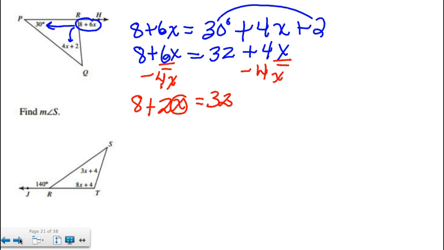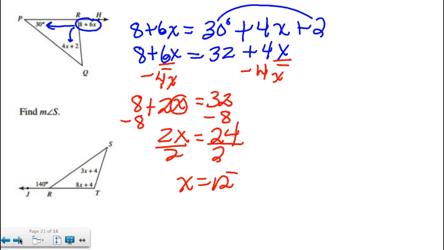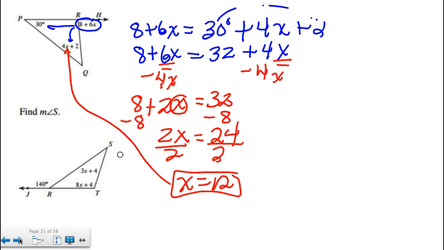I'm going to isolate x by doing opposite operations. I'm going to subtract 8. I'm going to get 2x is equal to 32 take away 8, which is 24. I'm going to divide both sides by 2, and I'm going to get x is equal to 12. So my answer for x is 12, and again, if they asked me for a specific angle measure, like maybe what is this angle, I would plug it in and do 4 times it and add 2. But in this one, I just wanted you to find x.